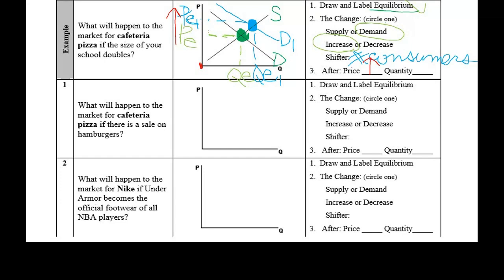Same for quantity. Go to your x-axis, go to your original quantity, draw an arrow in the direction of your new quantity, and you'll know that quantity has also increased. And that is what happens to the market for cafeteria pizza in this scenario.